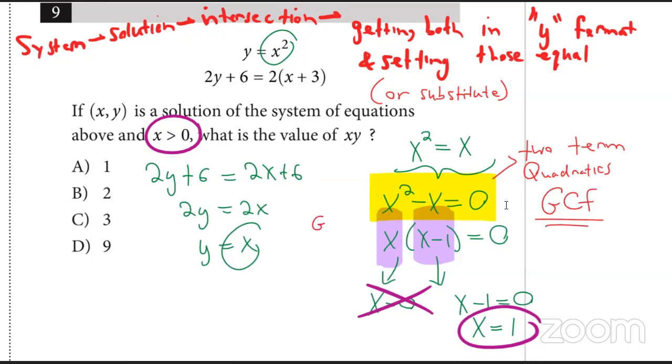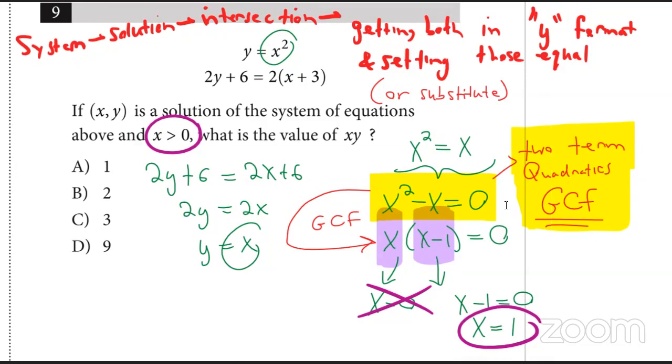So we kind of instinctively here just use the GCF. We took out an x and it left us with x minus 1. But it's very important to let the listeners know that this is what you should be leaning toward. Anytime you have a quadratic with two terms, it's usually a GCF situation.